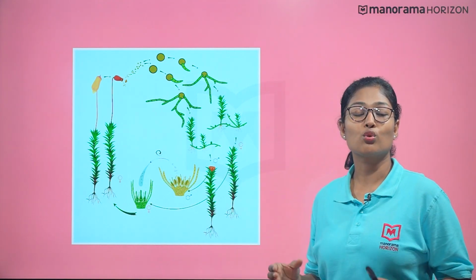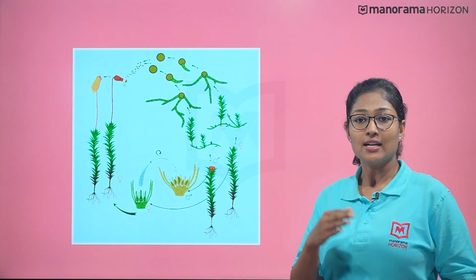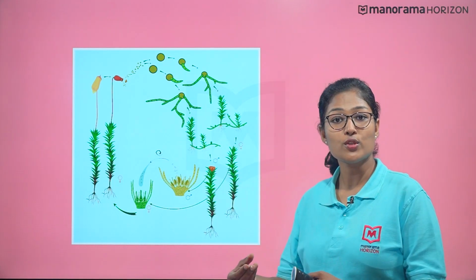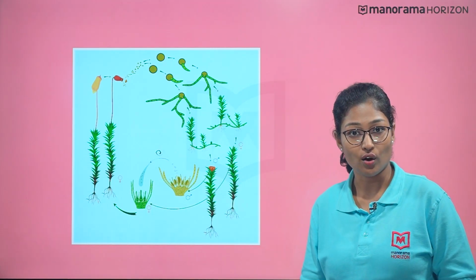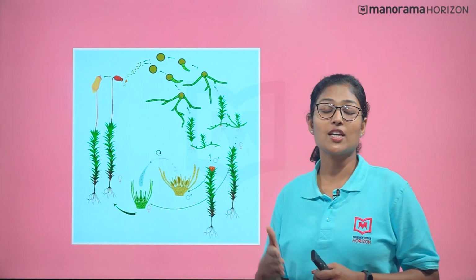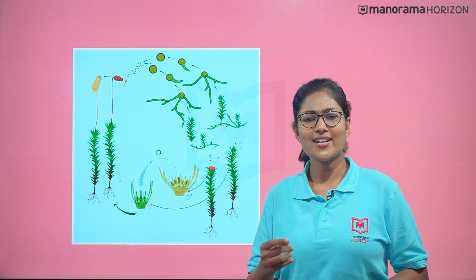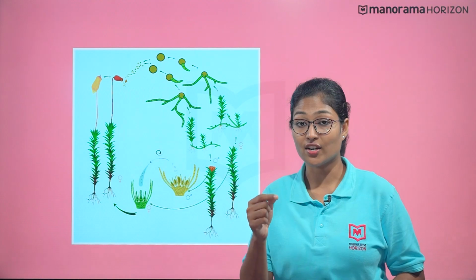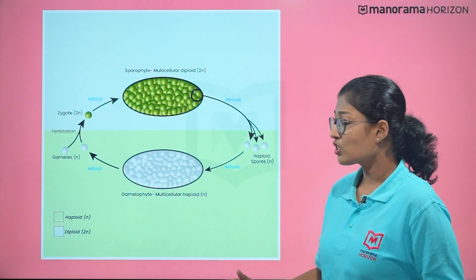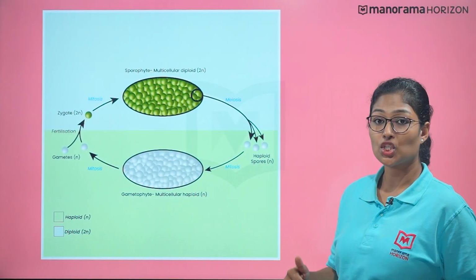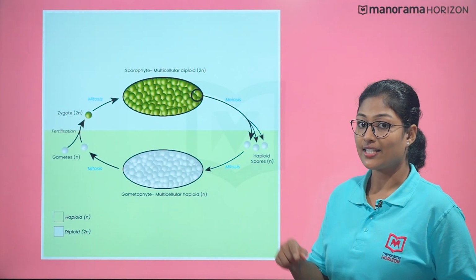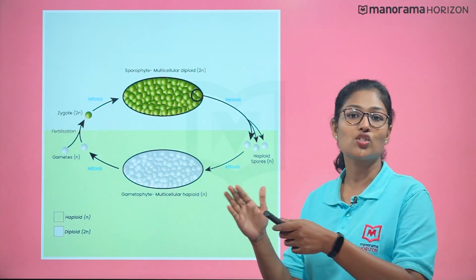Fertilization is mainly through water. Here, the androzoids fuse with the egg to form a zygote which then develops into a multicellular sporophyte. So, where does the sporophyte get its nourishment? This sporophyte gets its nourishment from the gametophyte as they are attached to each other.